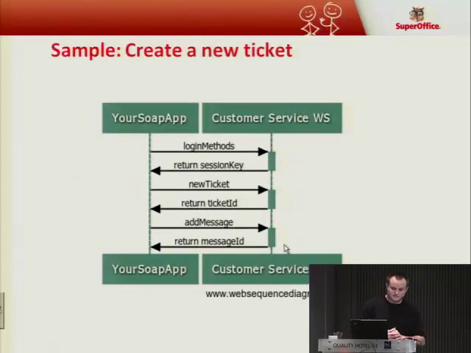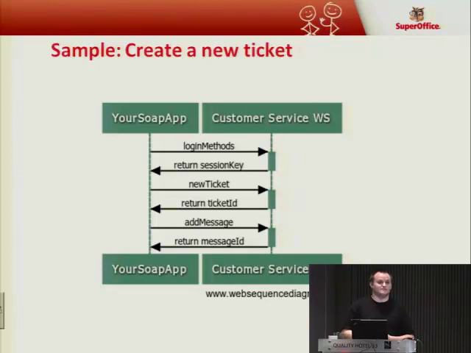This is a very small web sequence diagram of what you need to do to, for instance, create a ticket. First of all, you have to use one of the login methods, for instance, login, or login as user, or login as customer. This again will return a session key to you, which you can use for further communication.